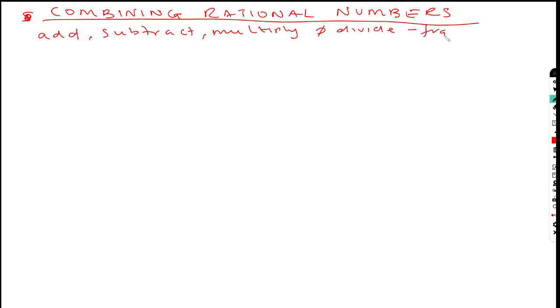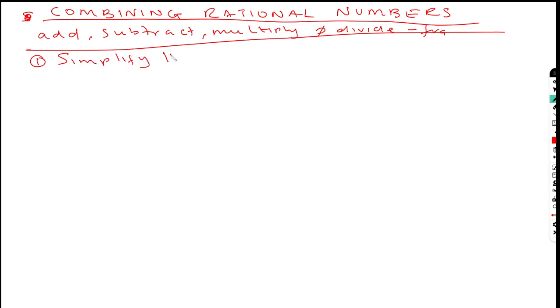Okay, so the first one is: simplify the expression 5 over 6 plus 11 over 12. Okay, so pause the video if you want to attempt it, and then you will follow with me.